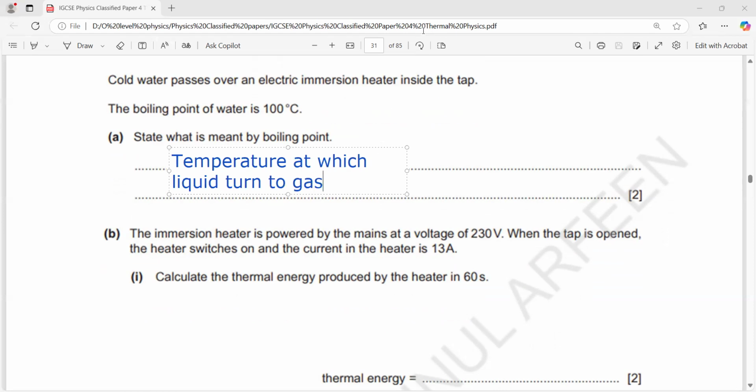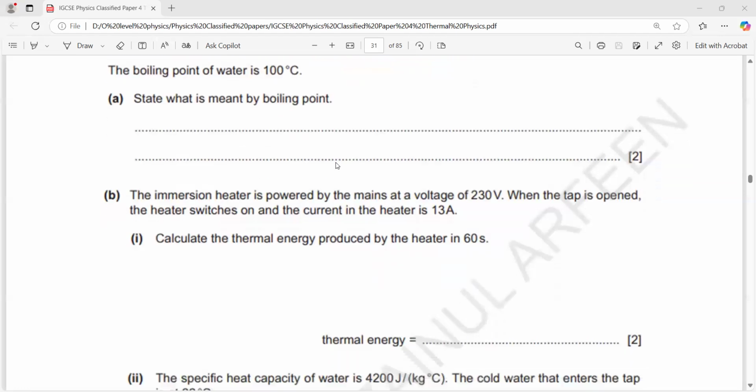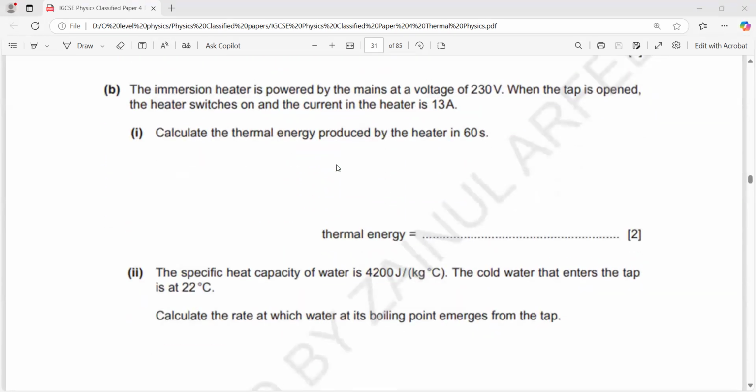So what's the second mark for? Temperature is 1 mark and liquid turns to gas is another mark. So what if we write just the point? Is that still correct? But what point? The point at which the liquid. What is a point? So you may just write the point at which. You can say temperature point, but not only point.